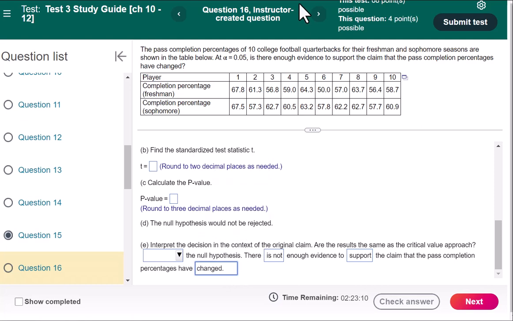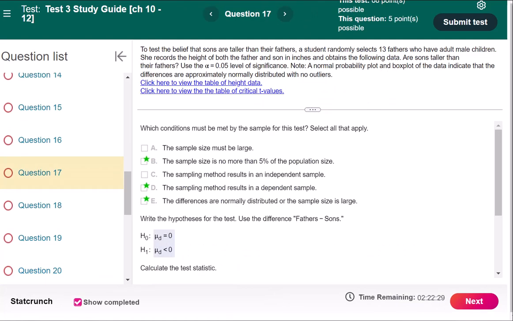Okay, 17. To test the belief that sons are taller than their fathers, a student randomly selects 13 fathers who have adult male children. She records the height of both the father and son. These are dependent. You're talking about the father and son. In inches, obtain the following data. Are the sons taller than their fathers? Okay.